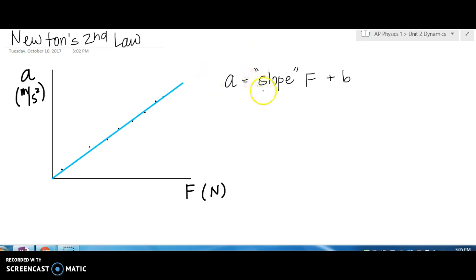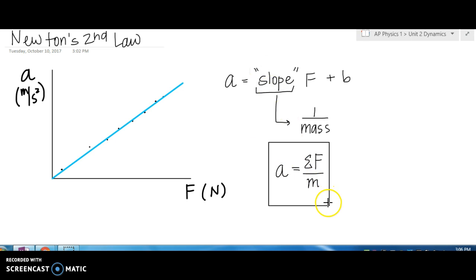After we analyzed the value of our slope, we found that that slope meant 1 over the mass of the cart. So that means that acceleration is equal to the net force, the sigma symbol means net, the net force divided by the total mass. And that's how Newton's second law is written on the equation sheet for AP Physics 1.